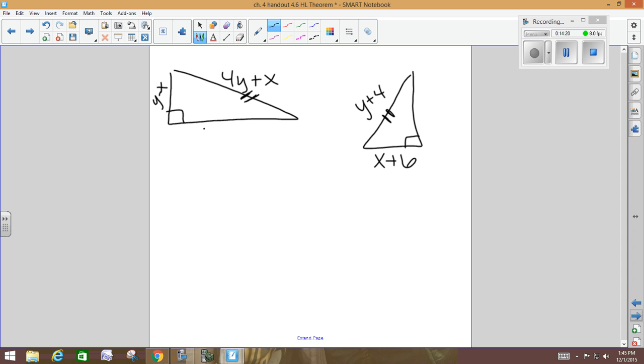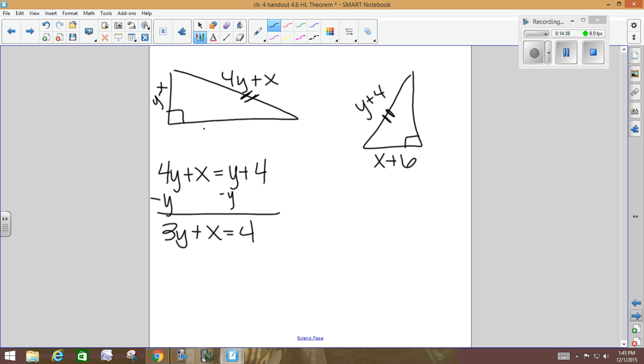What does it mean if 2 things are congruent? They're equal. So set those expressions equal to each other. 4y plus x equals y plus 4. I'm going to combine like terms and subtract y over, and I get 3y plus x equals 4.